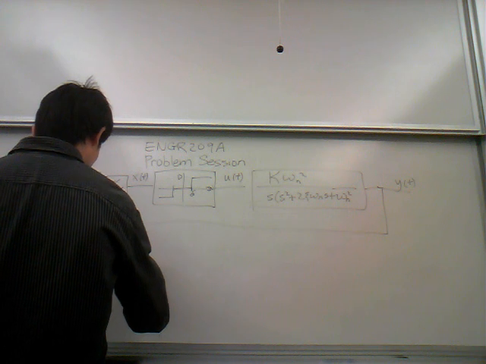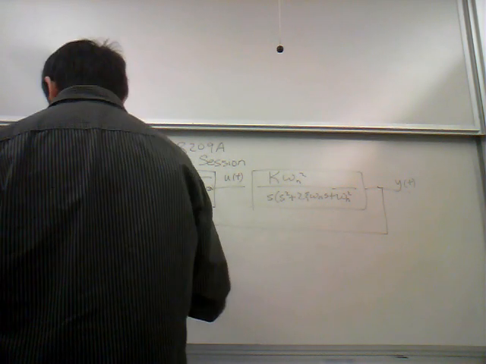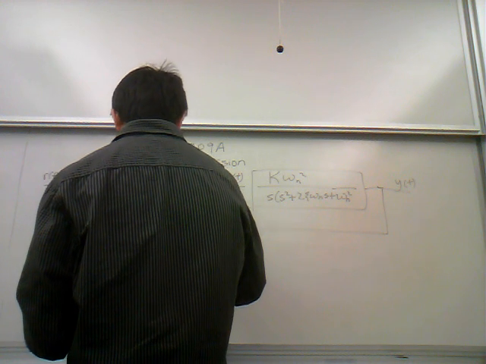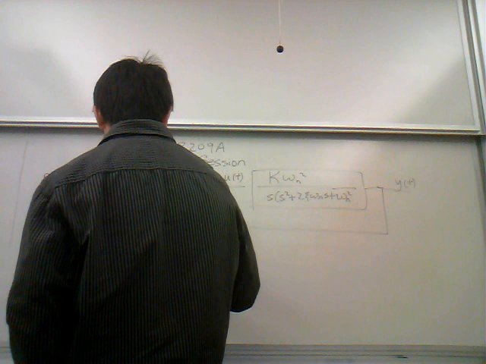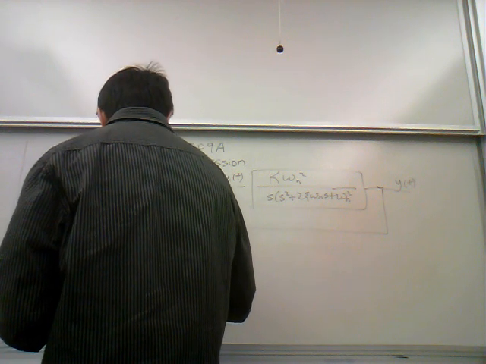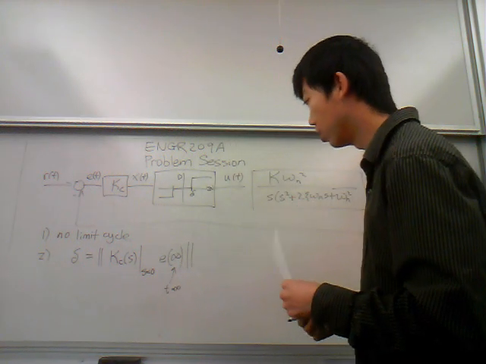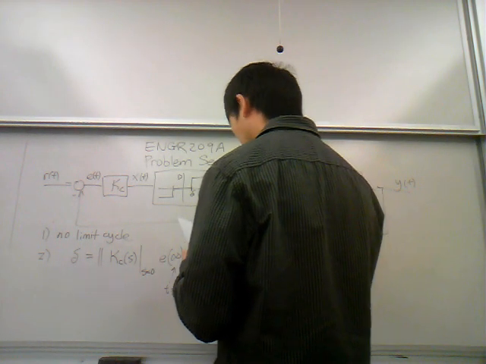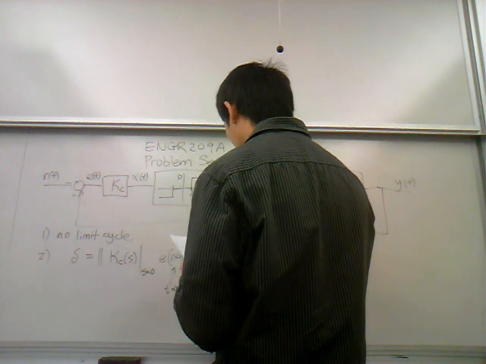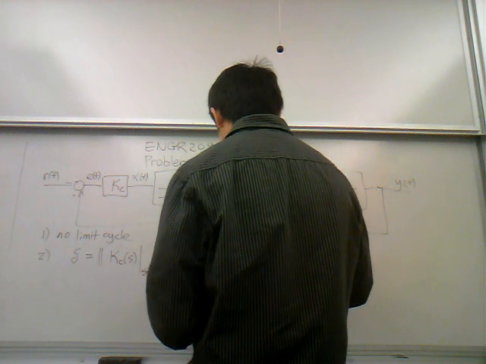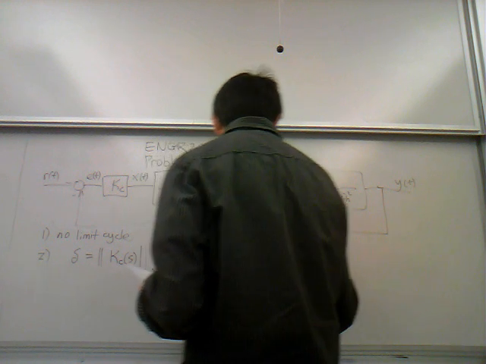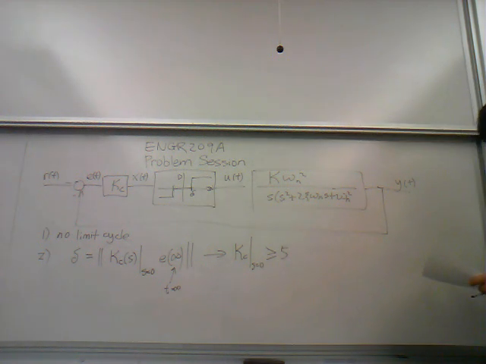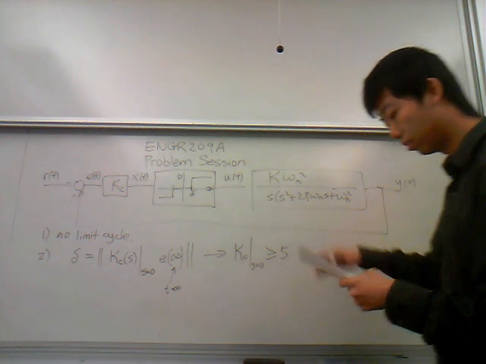So I write that as delta is our compensator at s equals 0 because it's DC, and our error at t equals infinity. So DC. And since it's given in the problem that delta is 5, this basically translates to the DC gain of our compensator having to be greater than or equal to 5. So that's what that means.